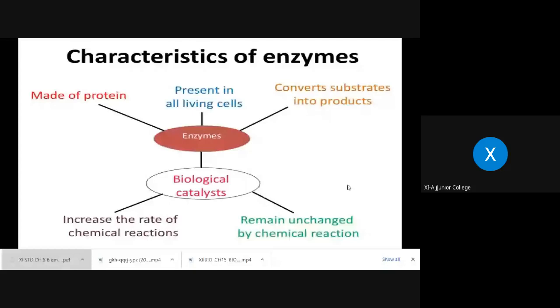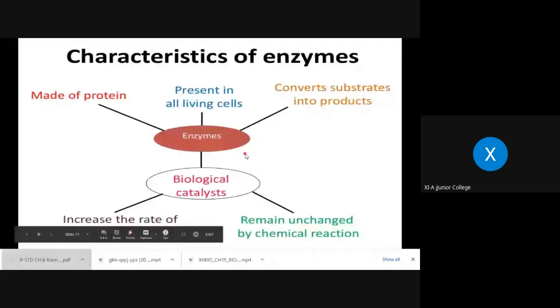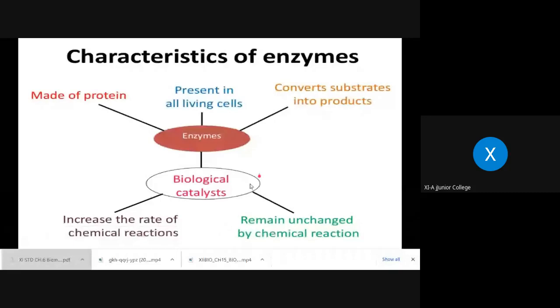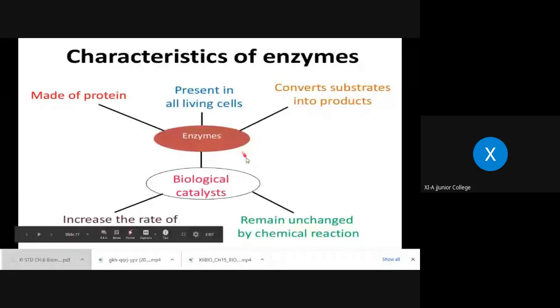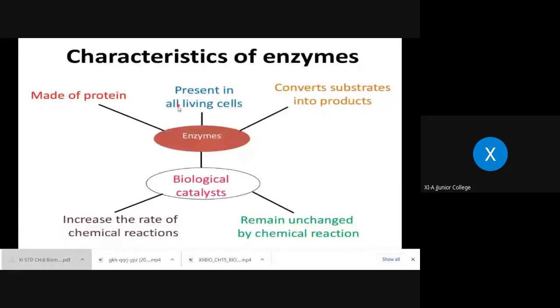What are the characteristic features, these few important points about enzymes? Enzymes are called biological catalysts. Always remember, they are present in all living cells. The next important thing is that they are made up of proteins. Enzymes convert substrates into products. Just now we discussed the substrate enzyme complex, and then whatever products are produced, they are released.